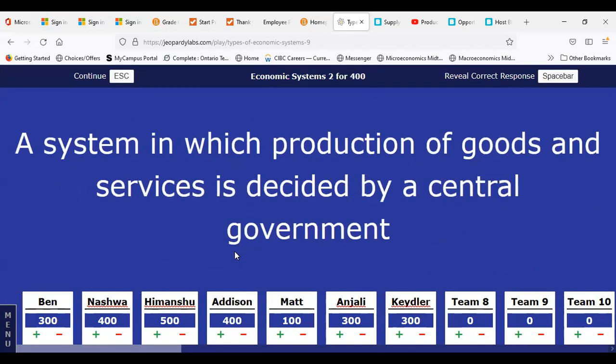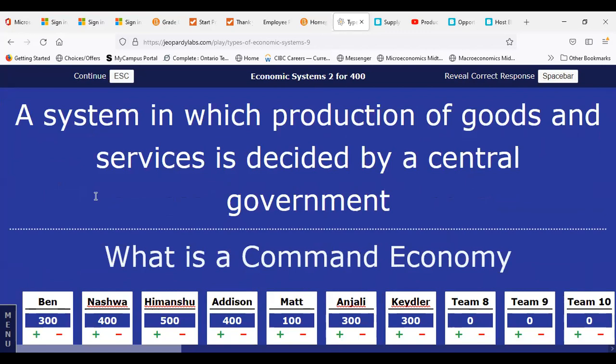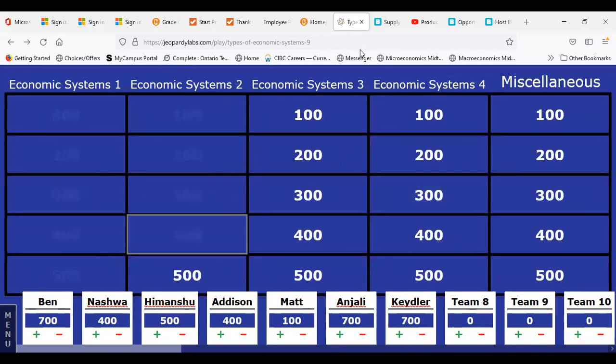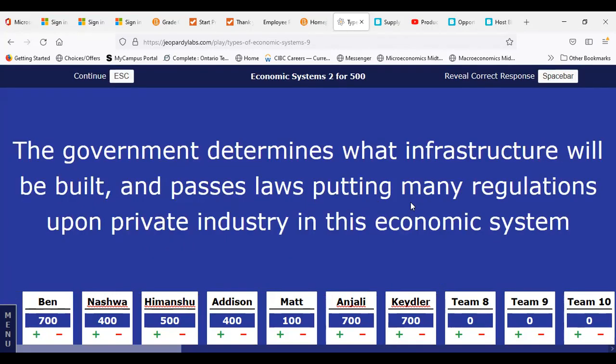So a system in which production of goods and services is decided by central government, what's that called? Come on. Anjali, okay. Yeah. Great job. Good job, everybody. And then the government determines what infrastructure will be built, passes laws putting many regulations upon private industry in this economic system.